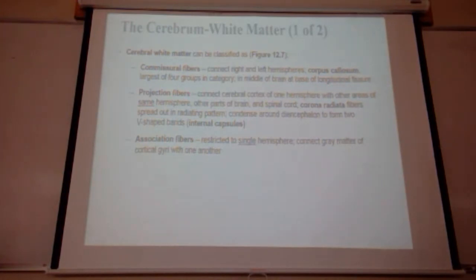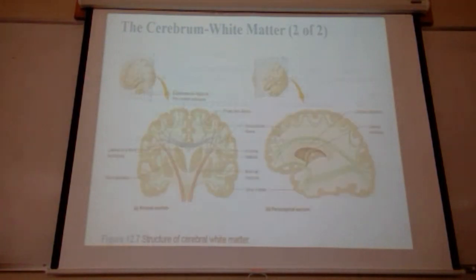The projection fibers connect the cerebral cortex of one hemisphere with other parts of the brain and the spinal cord. The corona radiata fibers spread out in a radiating pattern, as its name would imply. They condense around the diencephalon to form two V-shaped bands called internal capsules. And the association fibers are restricted to a single hemisphere and connect the gray matter of the cortical gyri to one another. So here is the cross section of the brain.